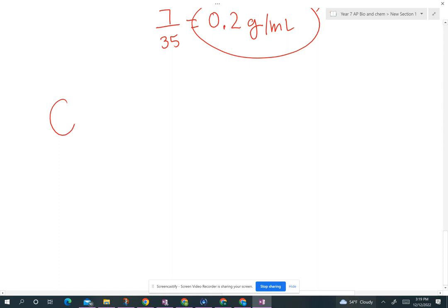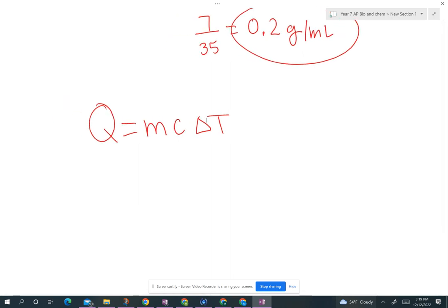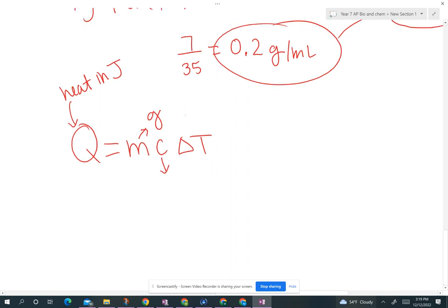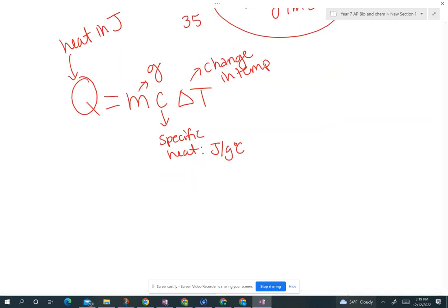Okay, so the last thing that we have to go over is Q equals mc delta T. We're going to go over the variables first. So Q is heat in joules. m is mass in grams. And delta T is the change in temperature. And c is specific heat. They'll usually give you a value, and it depends on what it is, and that's joules over grams degrees Celsius.